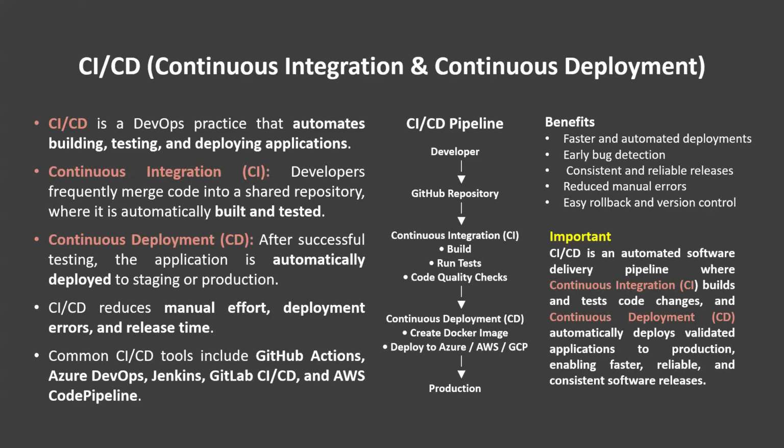Please remember CI/CD. It reduces manual effort, deployment errors, and release time. Common CI/CD tools include GitHub Actions, Azure DevOps, Jenkins, GitLab CI/CD, and AWS CodePipeline. So what are the benefits? If you use CI/CD, faster and automated deployment is possible, early bug detection is possible, and consistent, reliable releases are possible. It also reduces manual errors and gives easy rollback and version control. These are some of the benefits we get if we use CI/CD in the production line.